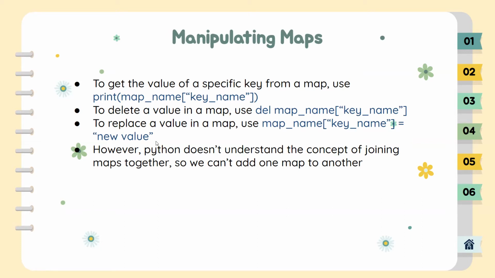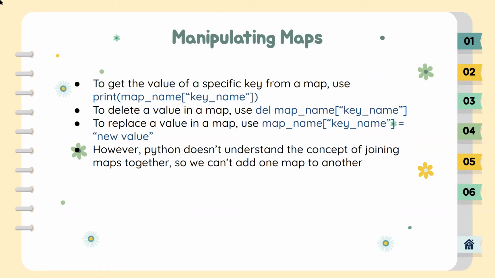So to delete a value in a map, you use del map name key name. To replace a value in a map, you use map name key name equals new value. So that basically replaces whatever the value was before. However, Python doesn't understand the concept of joining maps together, so we can't add one map to another. So like lists, how we could add one list to another, in this case, we can't.